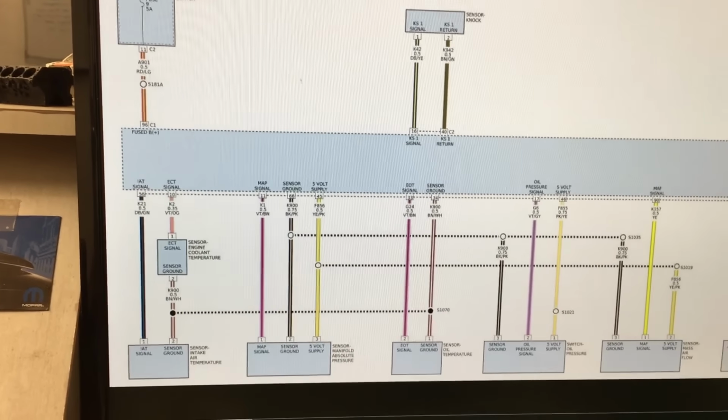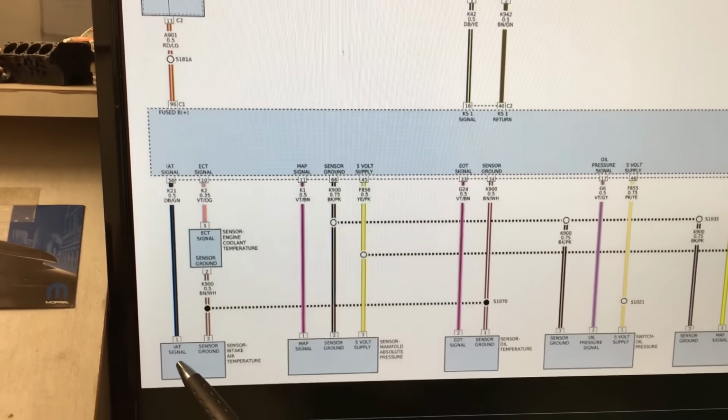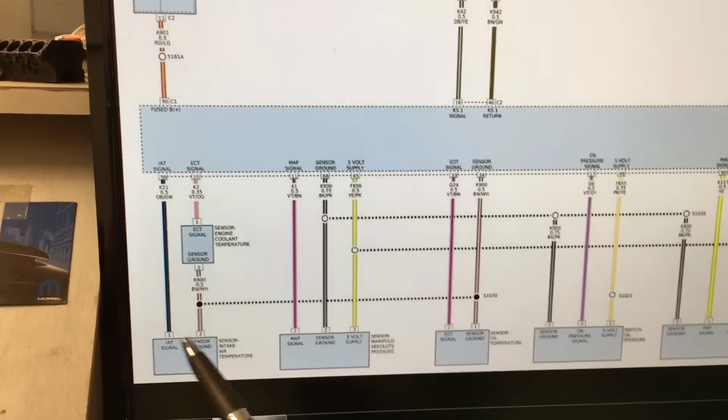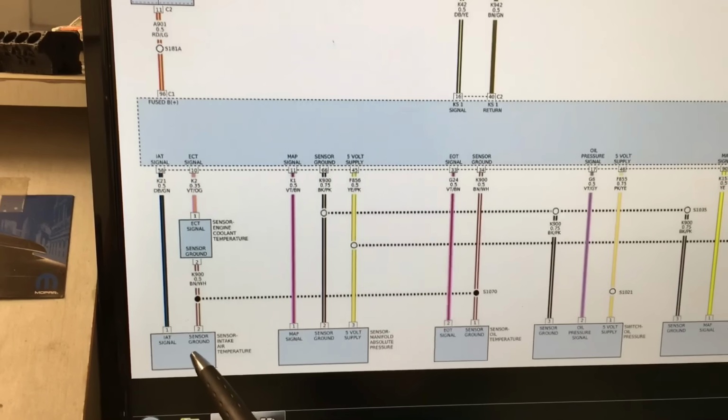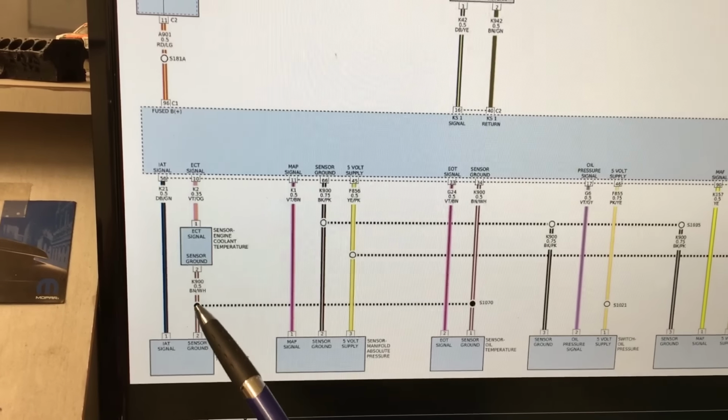So the way this works is the PCM is going to send out a reference voltage on the signal wire, and then depending on the temperature of the sensor, which is reading the intake air temperature, its resistance to ground is going to change.